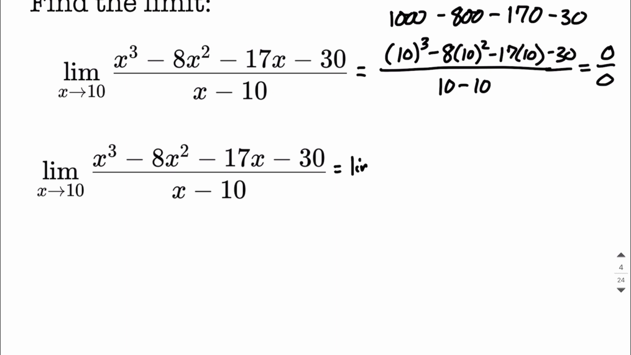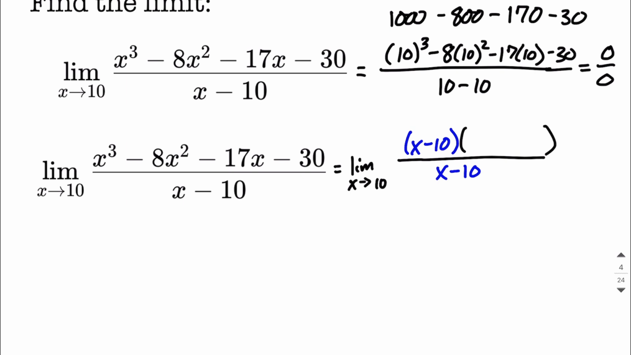It also tells us another important piece of information. As we're looking at this limit as x approaches 10, because our numerator and denominator each equaled 0 when we evaluated it at 10, that's telling us that x minus 10 is a factor for both our denominator and our numerator. So our end goal here is to find that other factor for our numerator. Then when you multiply by x minus 10, it gives you that third degree polynomial we started with.